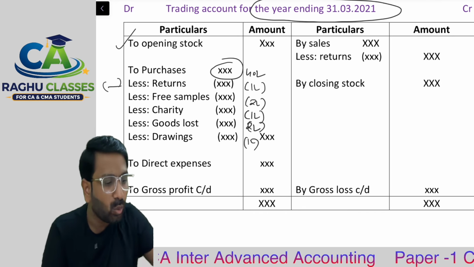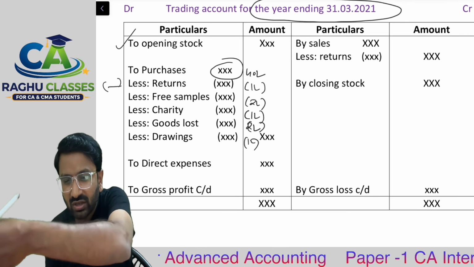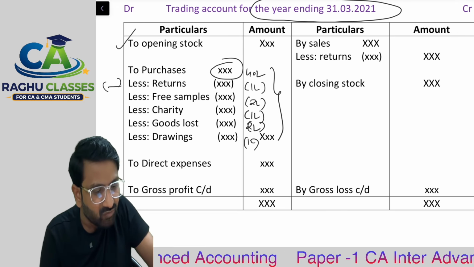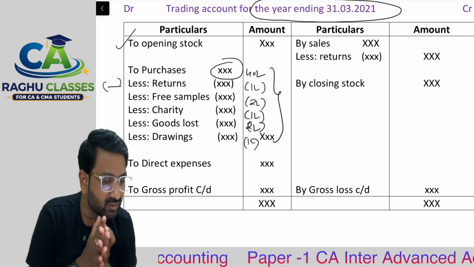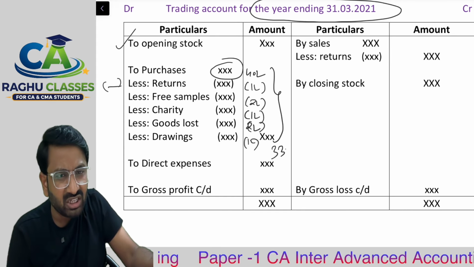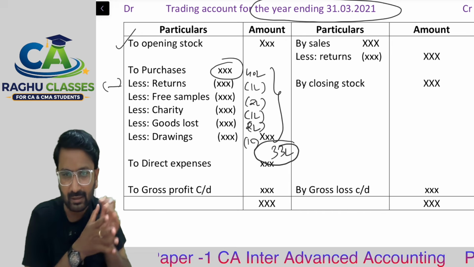So that way, out of 40 lakh, 1 lakh I've written, 2 lakhs I give as sample, 1 lakh charity, 2 lakh goods loss, and 1 lakh drawings. So ultimately, can we say we are left with our net purchase of 39, 37, 36, 34, 33 lakhs. So 33 lakhs is the net purchase available for the purpose of my resale.